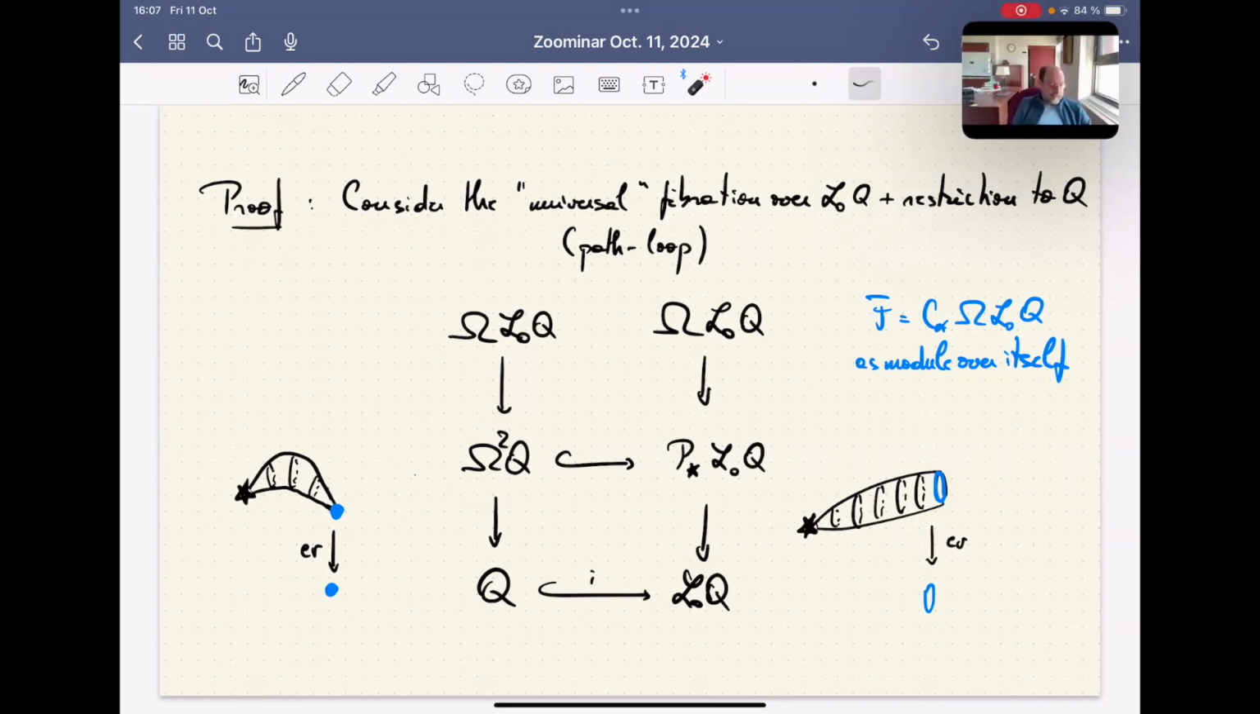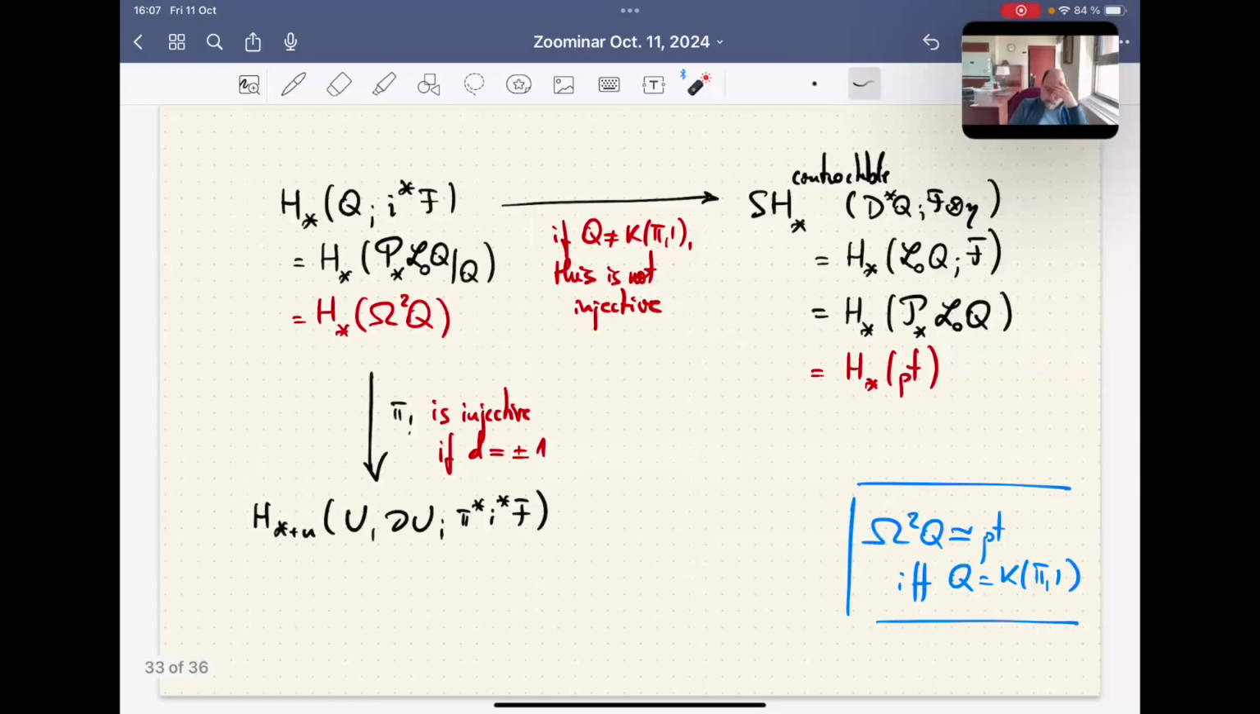So the local system is going to be this guy, chains on base loops on free loops, as a module over itself. This is what the transitive lifting function does for the universal fibration. It's tautological. The fibration is very strong, it's a universal one, but the module structure is very simple. And now we look at our tag.